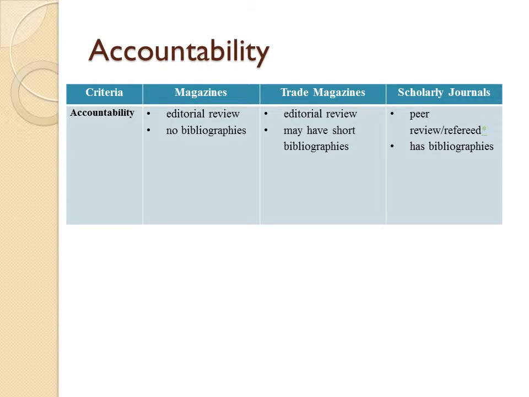The next area you want to look at is accountability. Who is accountable for the content of the articles? A scholarly journal goes through the peer review process and almost always has a bibliography, whereas trade magazines do not necessarily include a bibliography, and if they do, it will be short. And they tend to be written by people who are practicing in the field. Magazines rarely include a bibliography, so you don't have any good way of knowing where they got their information from.